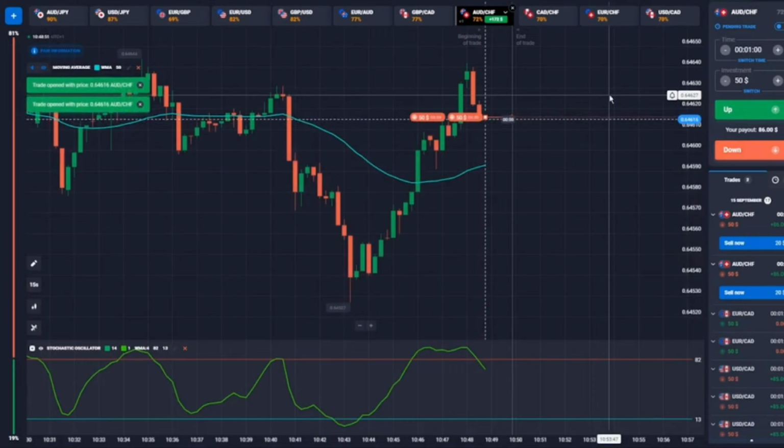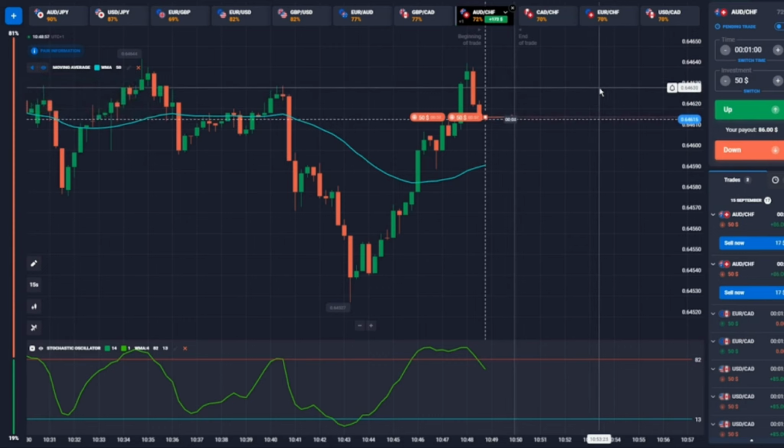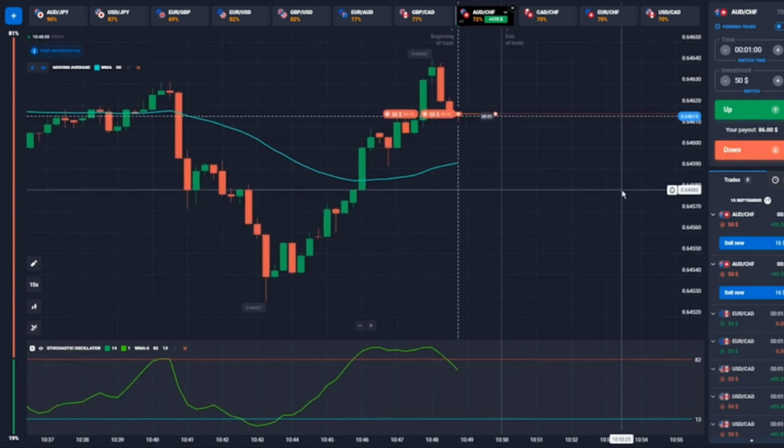Here is a good moment for put option trades and I'm placing 2 put option trades as the stochastic oscillator is leaving the overbought condition downward, giving a good sell signal.